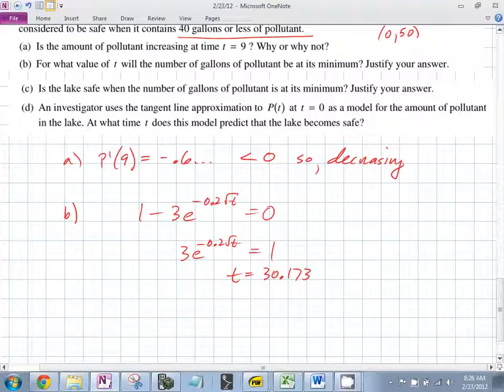The first derivative test is generally harder because you have to take the derivative and then test the value to the left and test the value to the right. Can you take the derivative of this thing? Yeah, but it's hard because e makes it easy. 1 minus 3e to the negative 0.2 root t, right?